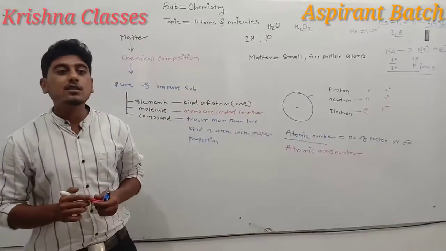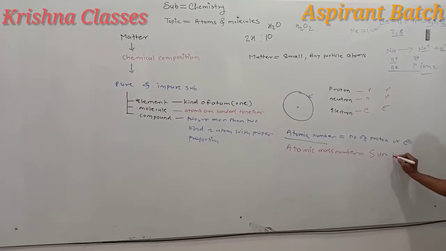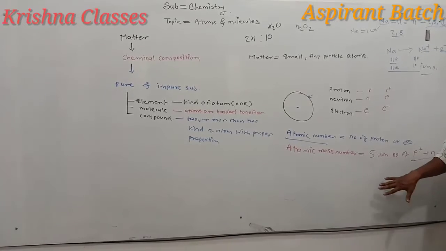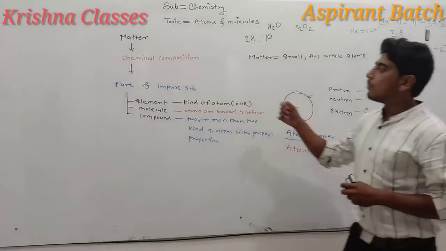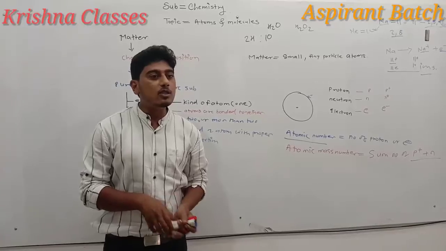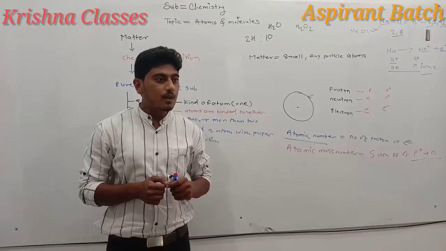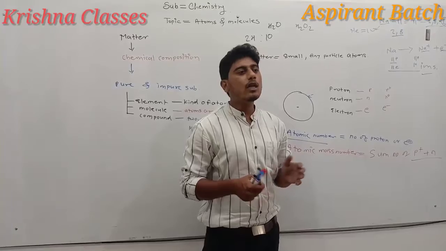Atomic mass number is the sum of the number of protons and the number of neutrons present in the center of the atom. Now this is the important thing here. In chemical composition, every atom is different from another atom on the basis of the difference in the number of electrons and the number of protons. These are the basic particles which differ in different atoms, so we have to classify them.